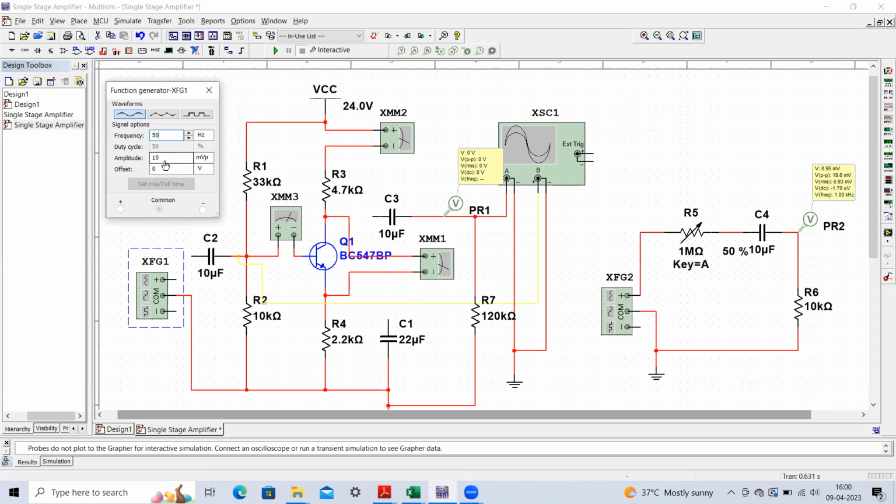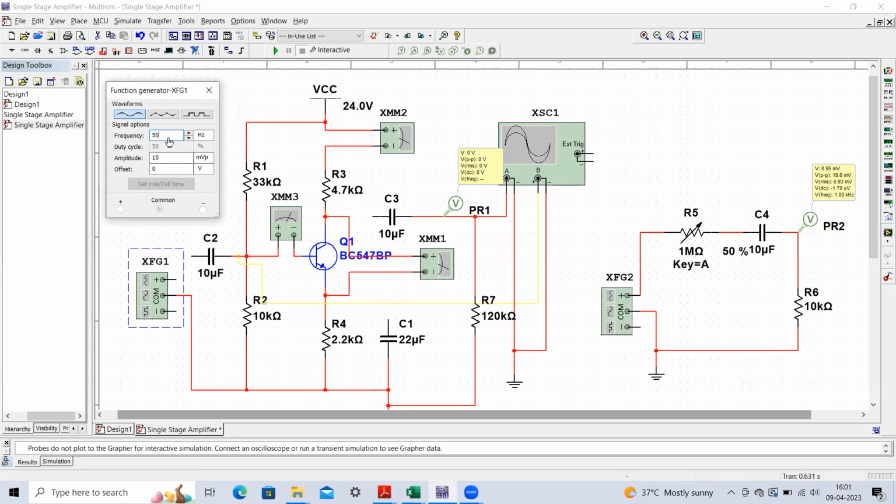Here I have taken 10 millivolt peak, so the peak to peak signal will become 20 millivolt, because this is the V maximum. We will start our experiment and keep this amplitude constant throughout, but we have to change the frequency step by step. So I'll be starting with a 50 hertz signal.